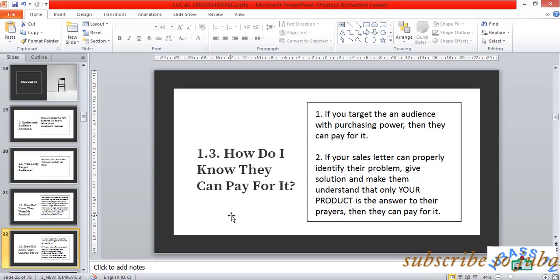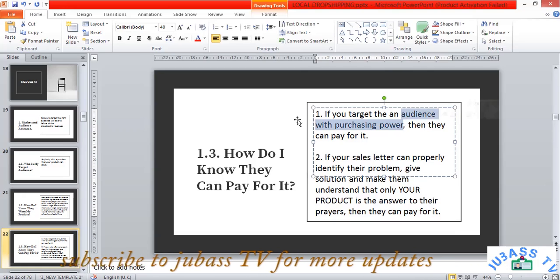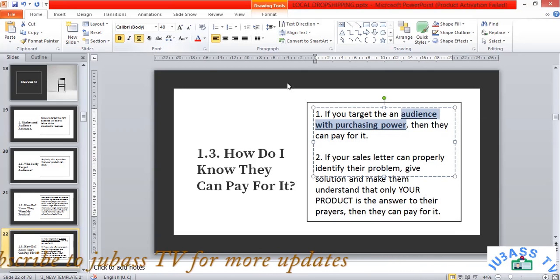That was when I heard of this sentence, the audience with purchasing power. This is it here. Let me make it bold and underline it. The audience with purchasing power. If you can target an audience that can afford your product, you won't really stress yourself with so much pitch, so much retargeting. If you target an audience with purchasing power, it will be easy for them to make payments.